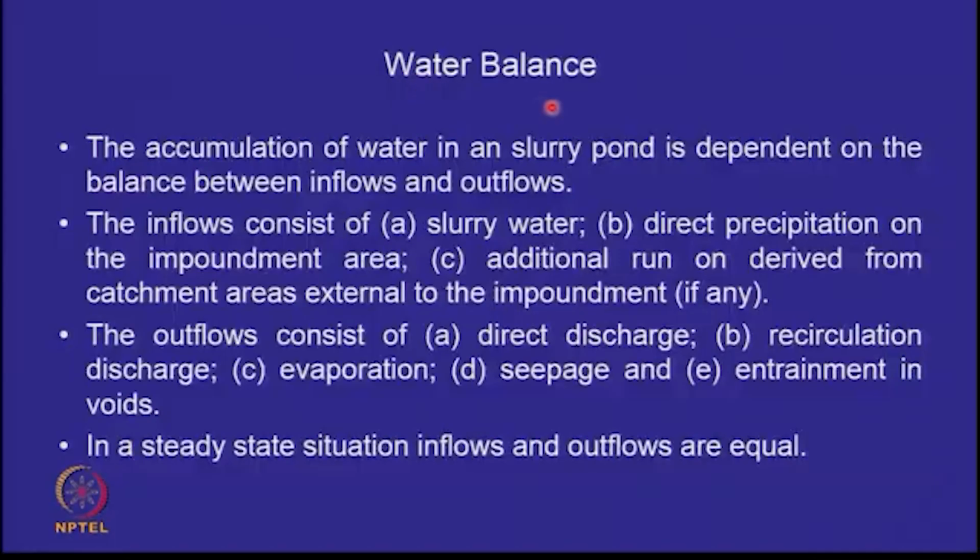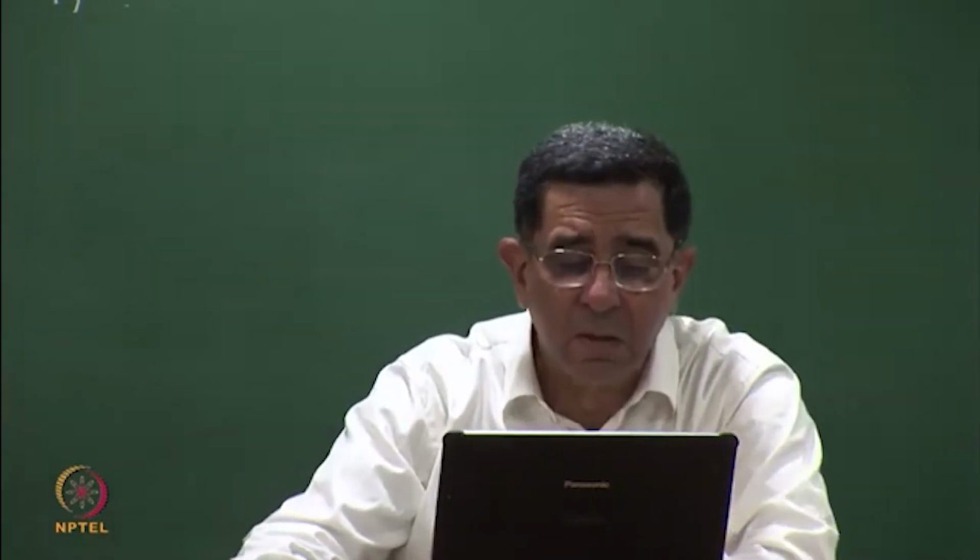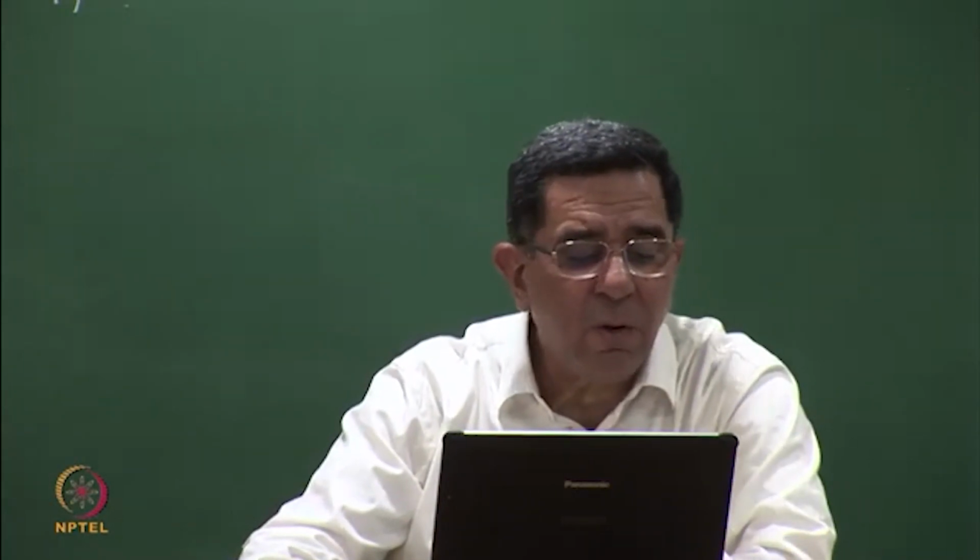So if you look at the water balance in a pond, the inflows consist of, and this is important, it's not a closed container system, it's an open system. So the inflows consist of slurry water, which is coming in from the pipeline. More importantly, also the direct precipitation which falls on that entire area. So when it rains, the rainwater is collected. That also adds to the surface water inside the impoundment. And if you are in a low-lying area, or in a side hill impoundment, or in a cross valley impoundment, then all the runoff coming from the sides will also come into the pond. So this is the inflow.